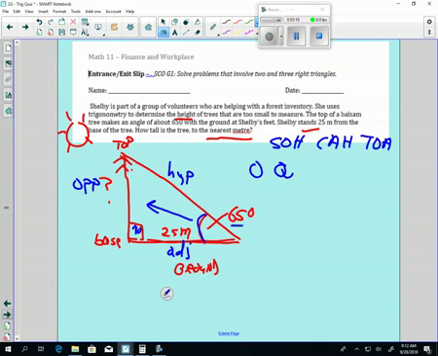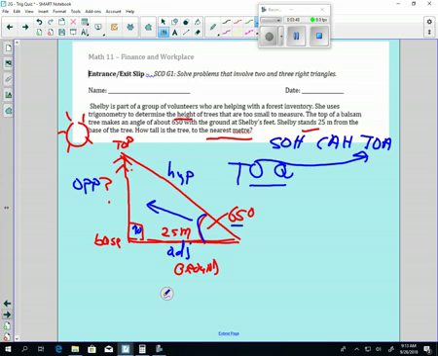Now, if you do not do that and you're guessing, you have a chance, 1 in 3, that you're going to get it right. Because if you were to choose sine to figure this out, you get it wrong. If you choose cosine, you're going to get it wrong. You have to look at what is given here. We're given the adjacent side. We have to find the opposite side. So the only one that can do that is TOA, tan. So we have to use tan. That's how you establish which trig ratio to use.